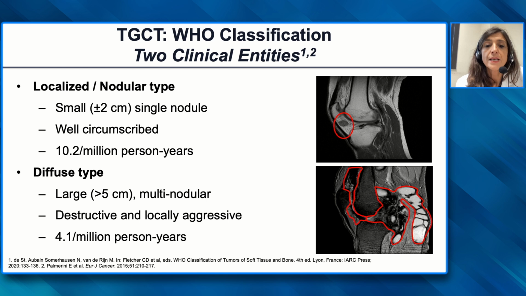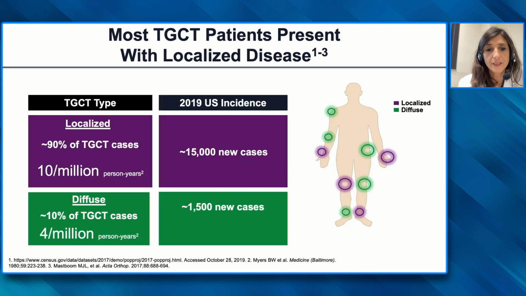And the incidence is likely different: 4.1 per million persons a year in the case of the diffuse, while the localized is more frequent, 10 patients per million persons a year. So both are quite rare, but the diffuse might be defined as very rare.